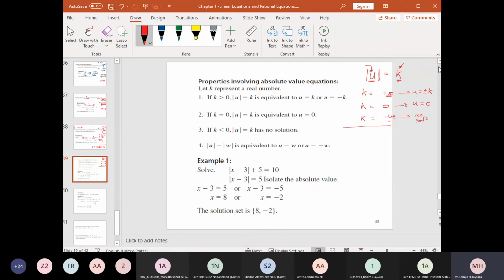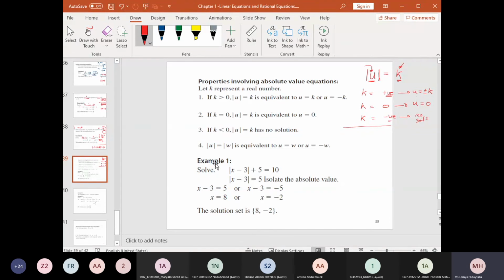Okay, clear? So if we have a modulus of whatever here equal to k, I have to look at the k when I'm solving. Is it positive, negative, or equal to zero? Positive, then u is equal to plus or minus k. Zero, u is equal to zero. If negative, no solution.